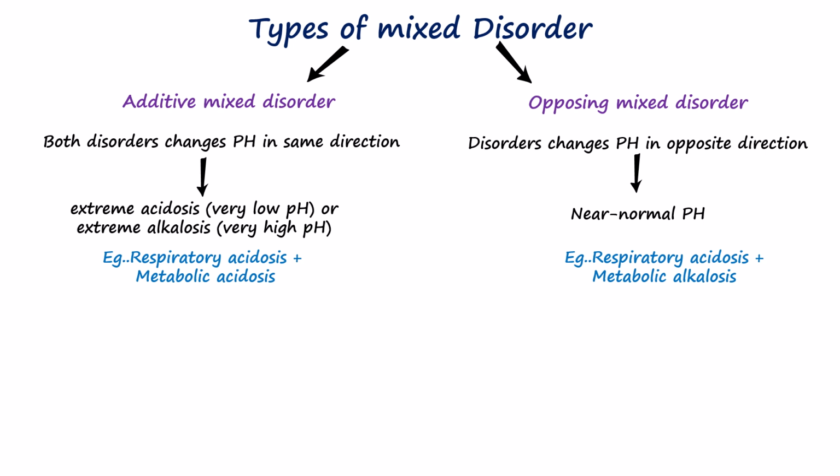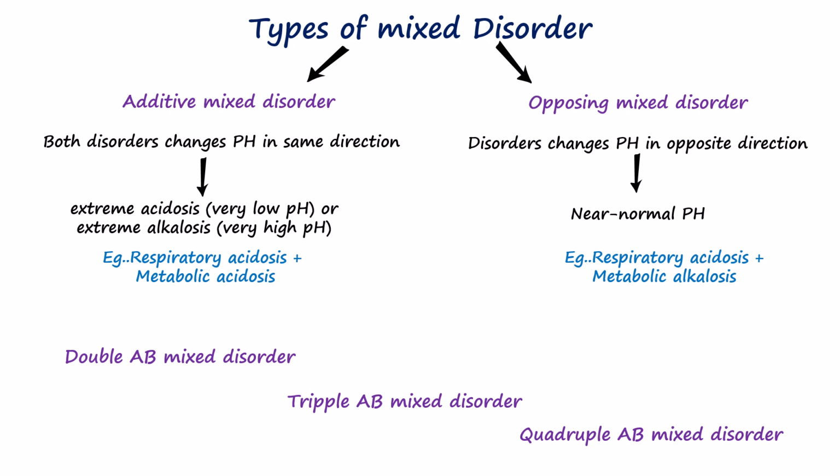And mind you, this is not the only way to classify mixed disorders. We can literally categorize them by just identifying the disorders, like metabolic acidosis with respiratory alkalosis, or respiratory acidosis with metabolic acidosis, or we can also make it metabolic acidosis with respiratory alkalosis with metabolic alkalosis, you name it. Anyhow, another good way to look at mixed disorders is to count the number of disorders present. So, mixed disorders can also be categorized as double acid-base disorder, triple acid-base disorder, and though extremely rare, even quadruple disorders can occur.